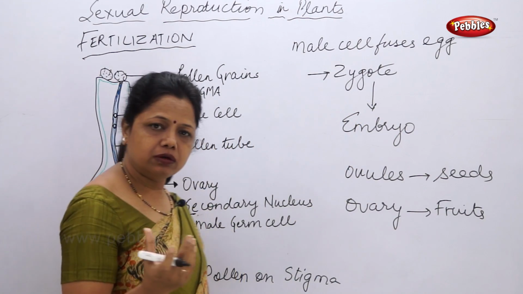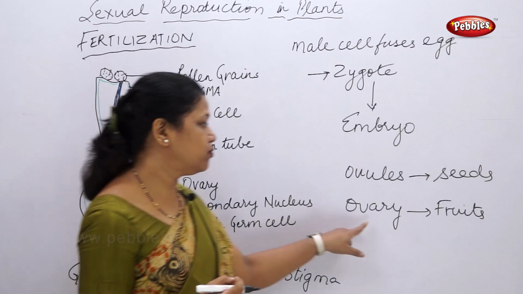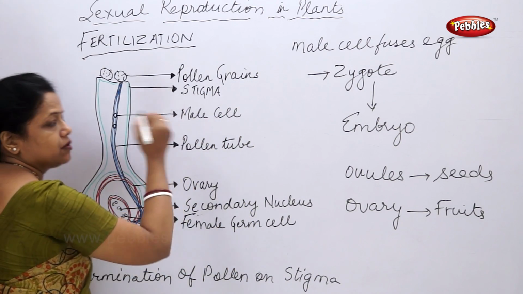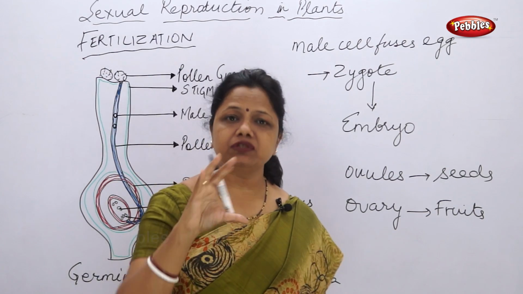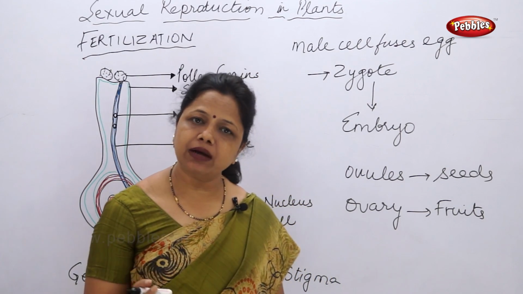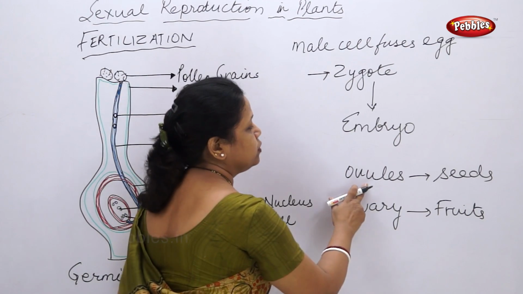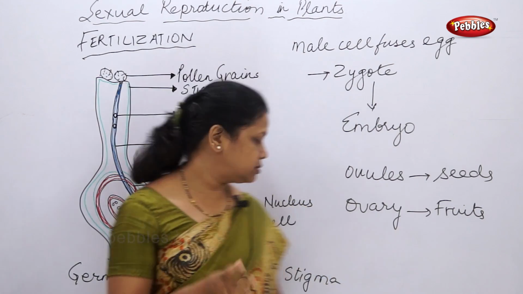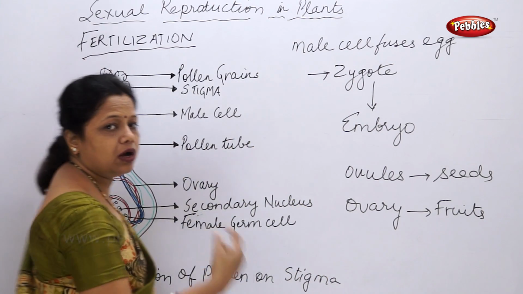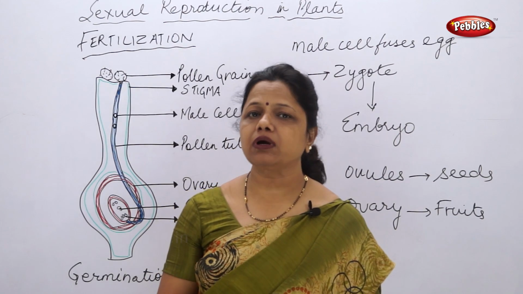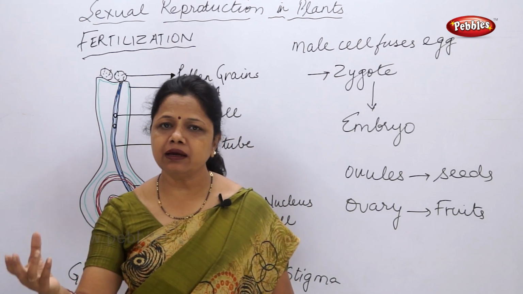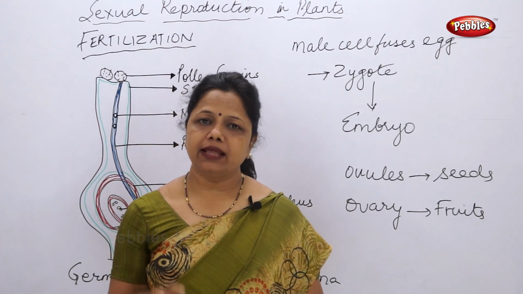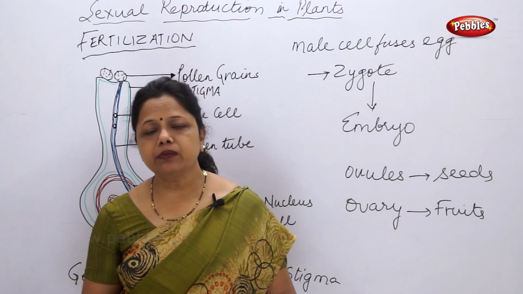So when we eat a fruit, we are eating the bulky part, and that fleshy part is the endosperm, formed from the secondary nucleus with the male cell, and the ovules are converting into seeds after fertilization. So this is the whole process of germination of pollen on the stigma, and the embryo continues to grow into a young seedling. Young seedling means it forms the radicle and the plumule, and this whole process is called germination of seed.